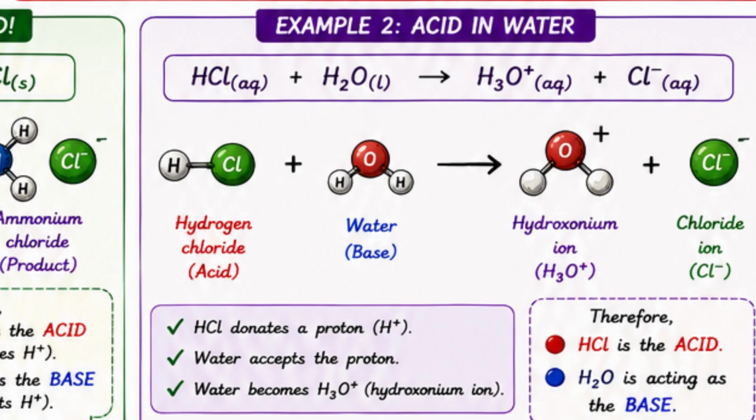Hydrogen chloride gives away a proton, that's H+. Water accepts H+, that's the proton. Water becomes H3O+, the hydronium ion. Once again, HCl donated, water accepted. Exactly the same principle. The only difference is that this time, water is the base.